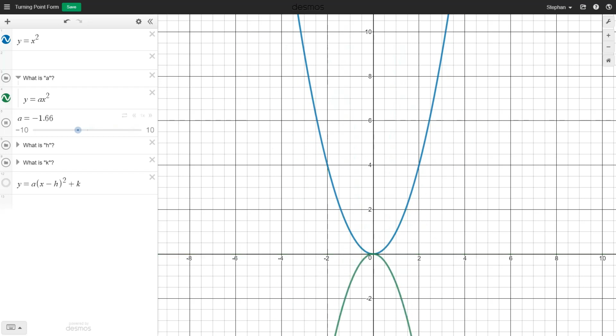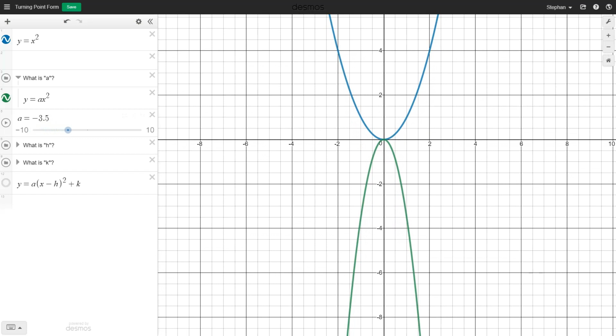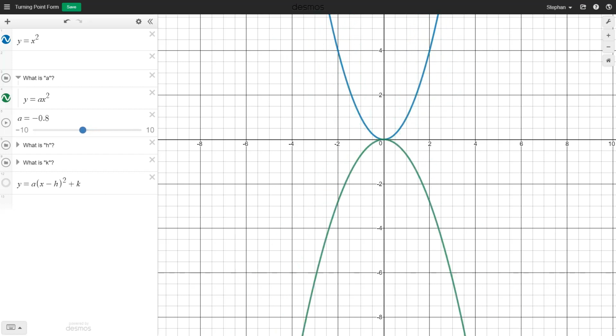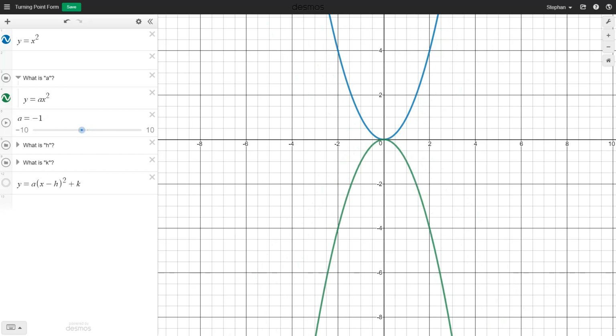But if we keep going down, you can see that not only does it dilate away from the x-axis, but it also flips. The mathematical word that we use is a reflection. So when A is a negative value, the parabola reflects about the x-axis. So we have two things that A does. The first is that it dilates. The bigger the number, the more the dilation away from the x-axis. The smaller the number, the more the dilation towards the x-axis. And if it's negative, we have a reflection. So we have a dilation and a reflection that occurs when we change A.